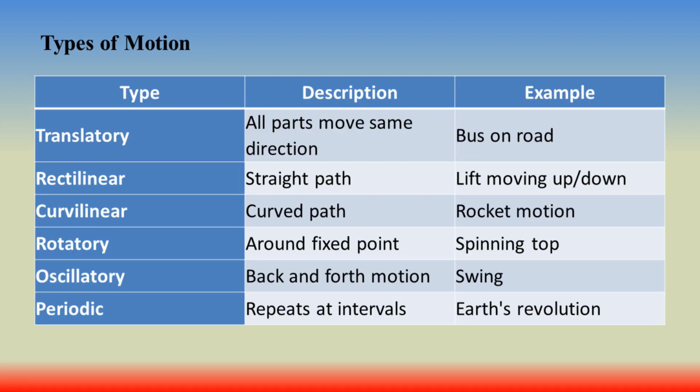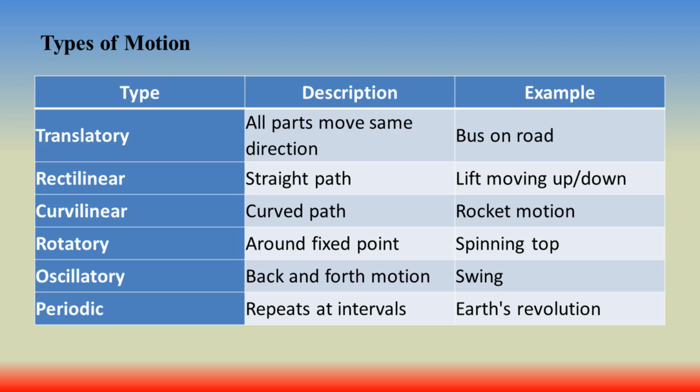Types of motion. Let us look at different types of motion. Translatory motion. The entire object moves in the same direction. Rectilinear motion. Straight line motion like a lift moving up and down. Curvilinear motion along a curved path like a rocket.